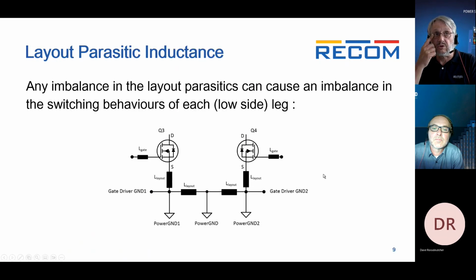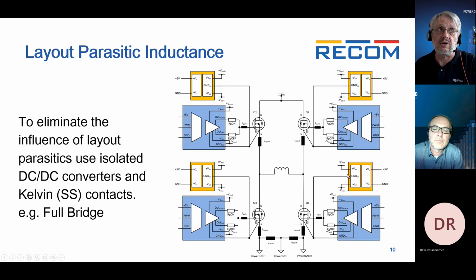And the other problem we have with modern designs is that the power grounds are not always the same. So the main power ground and the power ground for each leg of a half bridge or full bridge converter may not be exactly the same. All of these layout inductances get in the way, and that means that you can solve all of these problems simply by having DC-DC converters on both the high side and the low side, which is a bit unusual, I know.